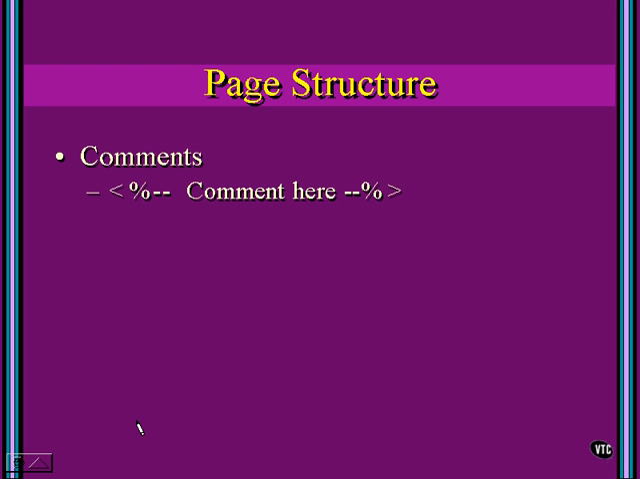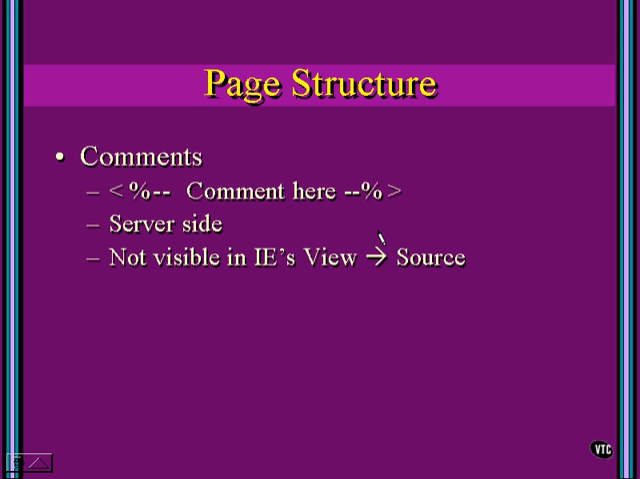Comments. We can put comments in our code on our ASP.NET pages using the <%-- layout, and then we close them with --%>. Everything in between here is a comment. And now these things are server-side. This is part of ASP.NET, which means that you're never going to be able to see them on the client side. If you call up this web page and use Internet Explorer's View Source functionality on the menu bar, you will not see these comments.